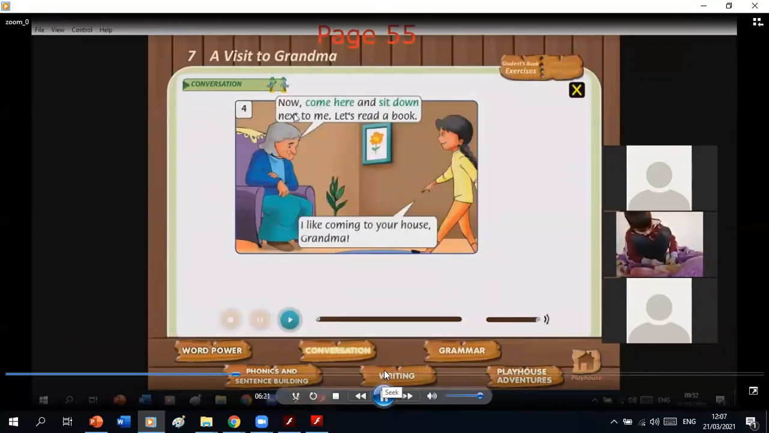Talin, read from now. Come here and sit down. Great. Next to me. Next to me means beside me. Okay. Let's read a book. Read a book. Great. Continue.